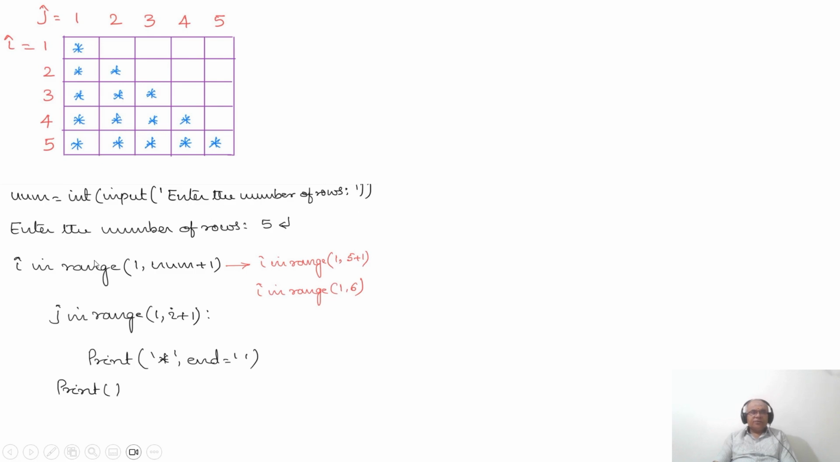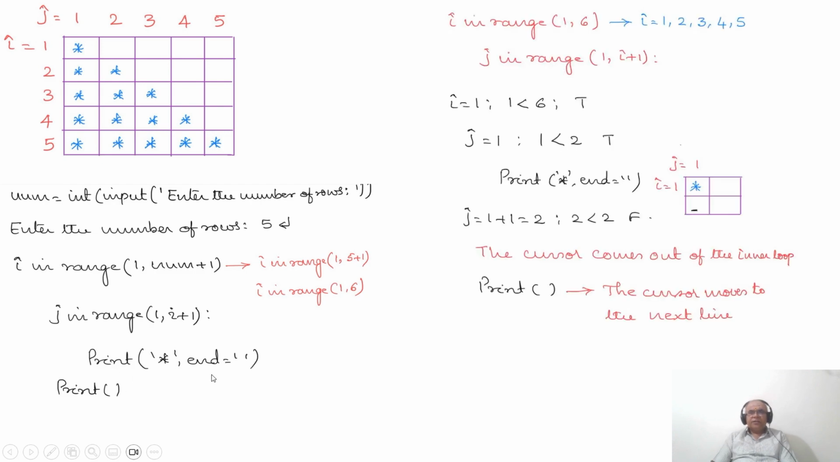So, enter the number of rows. Once it executes this line, it comes to the number of rows. I am entering 5. For i in range 1 comma num plus 1. So what happens? The num value is 5, so 5 plus 1 becomes 6. So i in the range of 1 comma 6. Then j in the range of 1 comma i plus 1. If the value of i is equal to 1, it becomes 1 plus 1, it becomes 2. Then print star and print. So this is how it will be doing that.